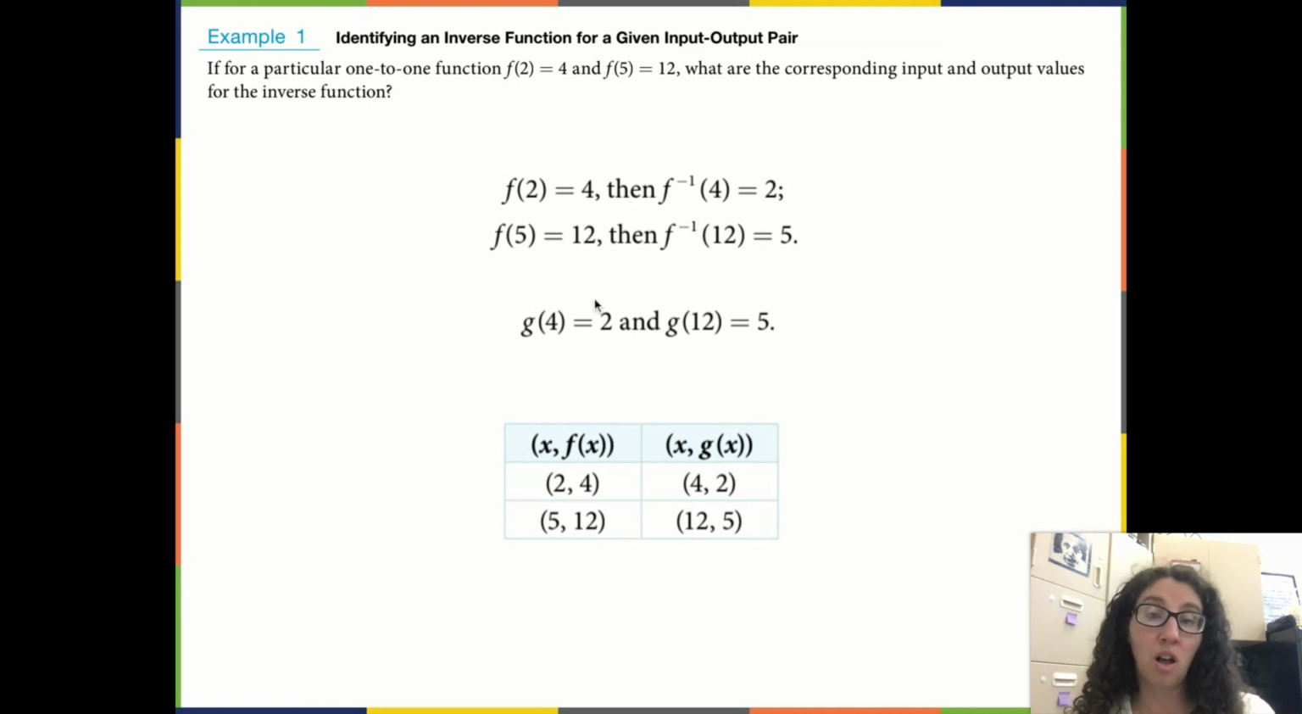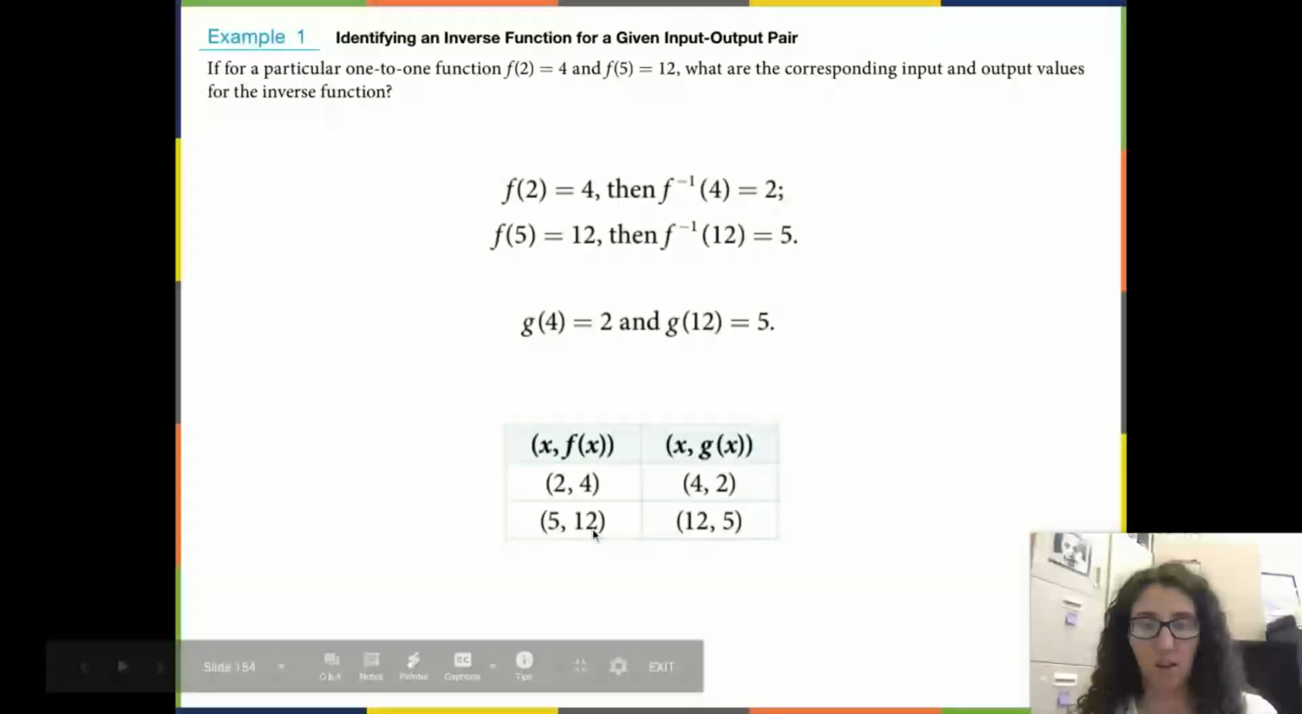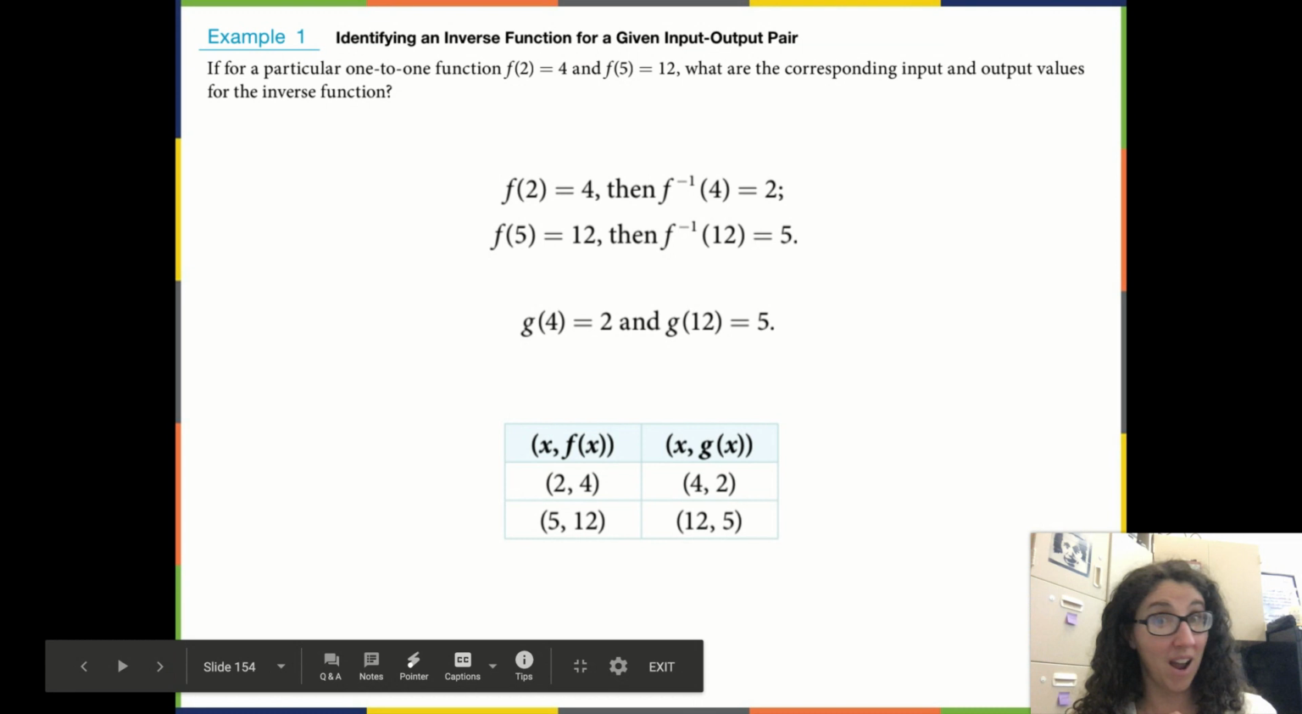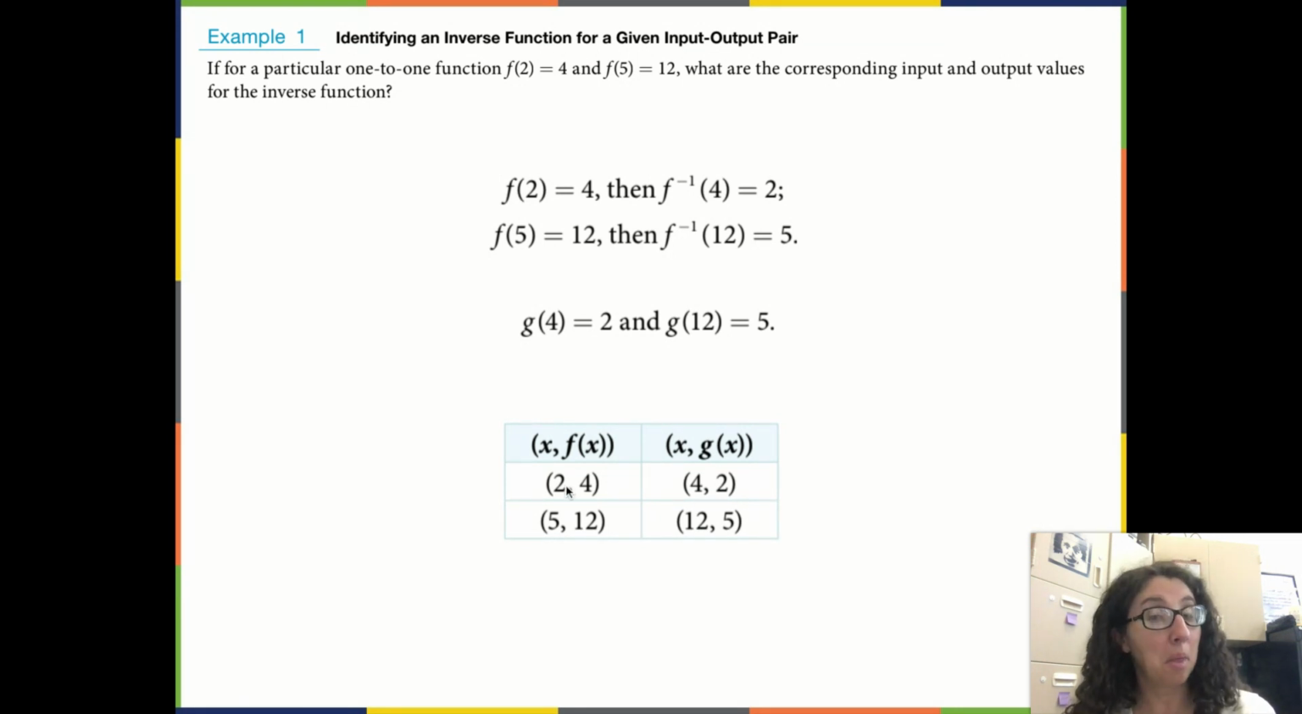And if we wanted to, instead of f inverse, we could call it g. We could say f and g are inverses. So we could say g of 4 is 2 and g of 12 is 5. So let's just look at what that looks like as input-output pairs. Inputs 2, outputs 4; inputs 4, outputs 2, right? They switch. 5, 12; 12, 5. Remember that, because in a minute we're going to talk about graphs, and it looks like the x becomes the y, and the y becomes the x, right?